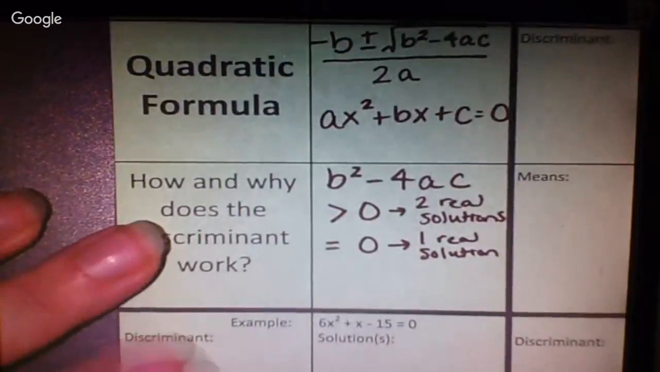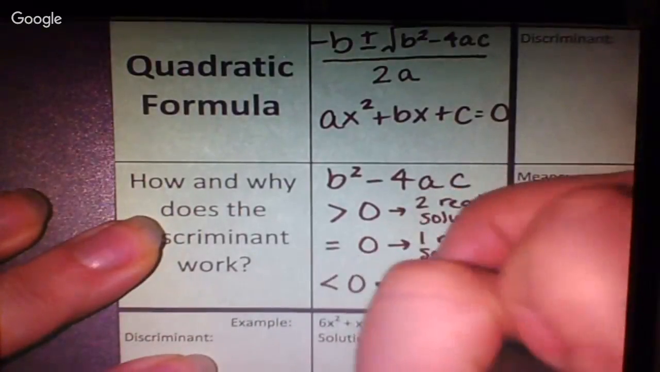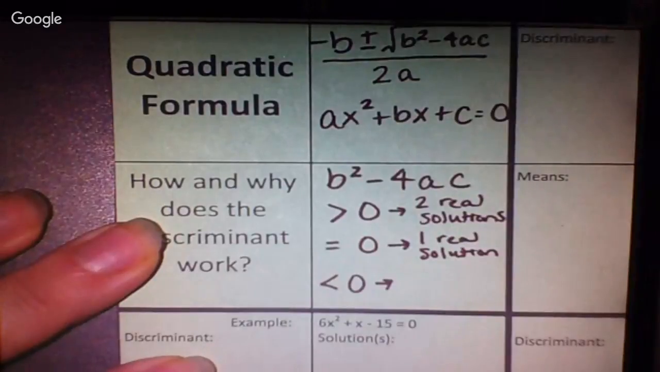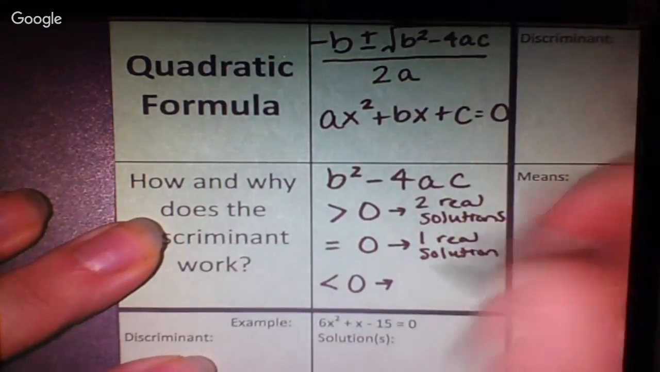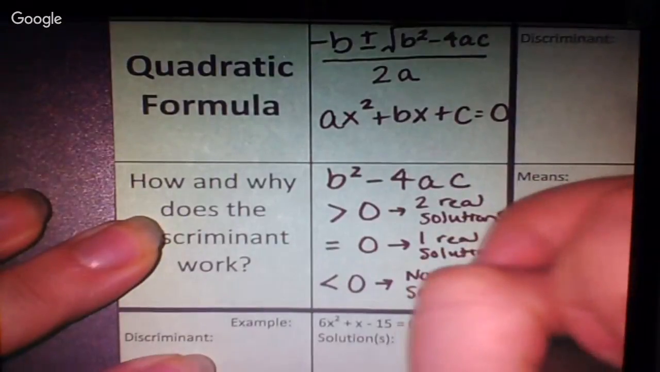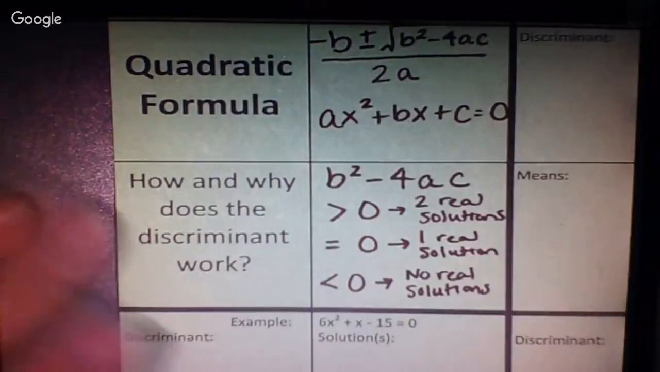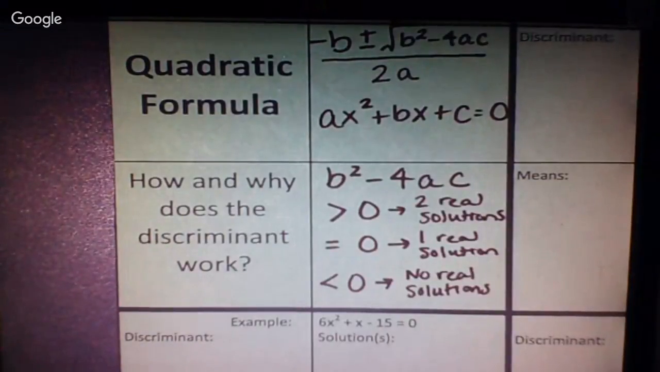So we've done greater than 0, equaling 0. My last one is less than 0. If you have it less than 0, you have no real solutions. So these are the pictures where the graph is above your x-axis and never touches it, or it faces down and it's below your x-axis and never touches it.